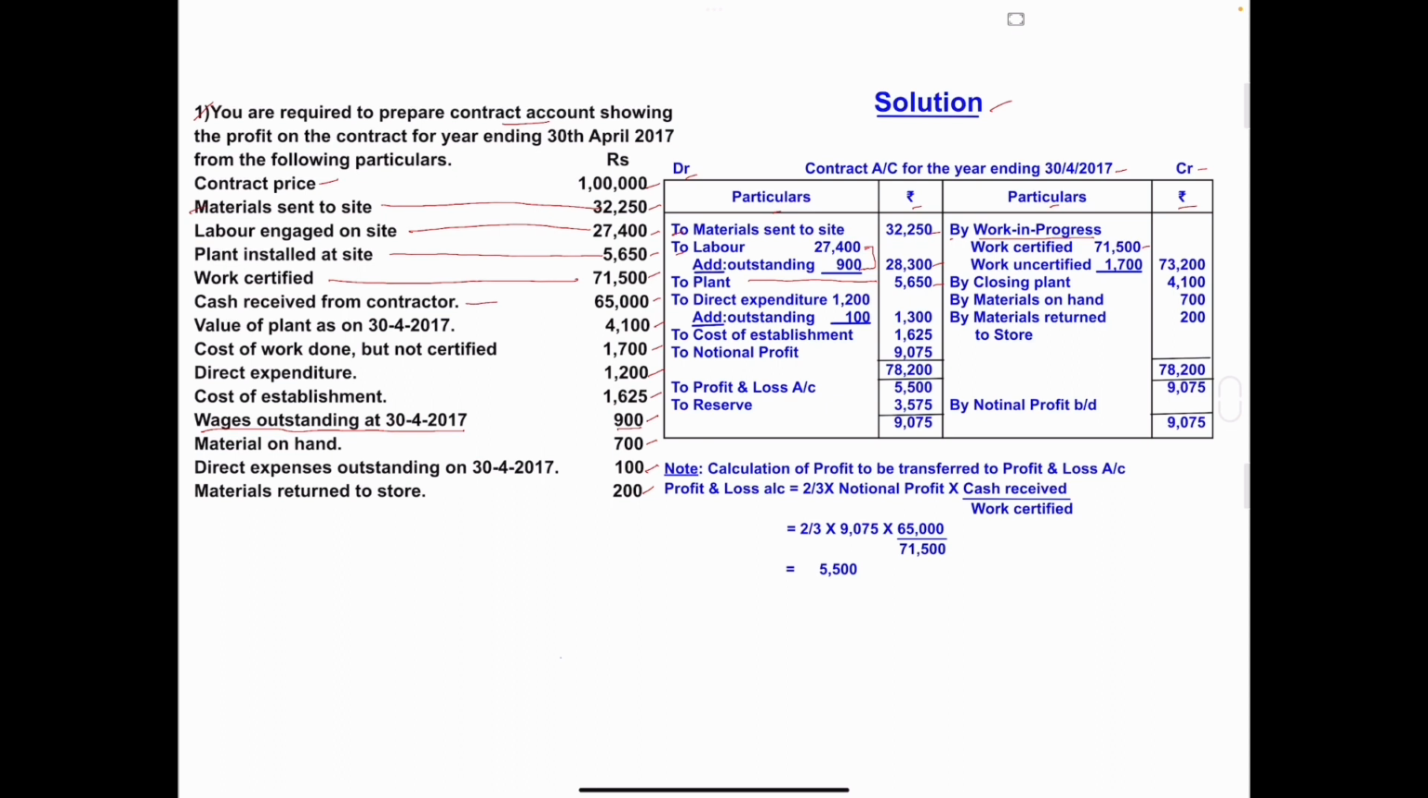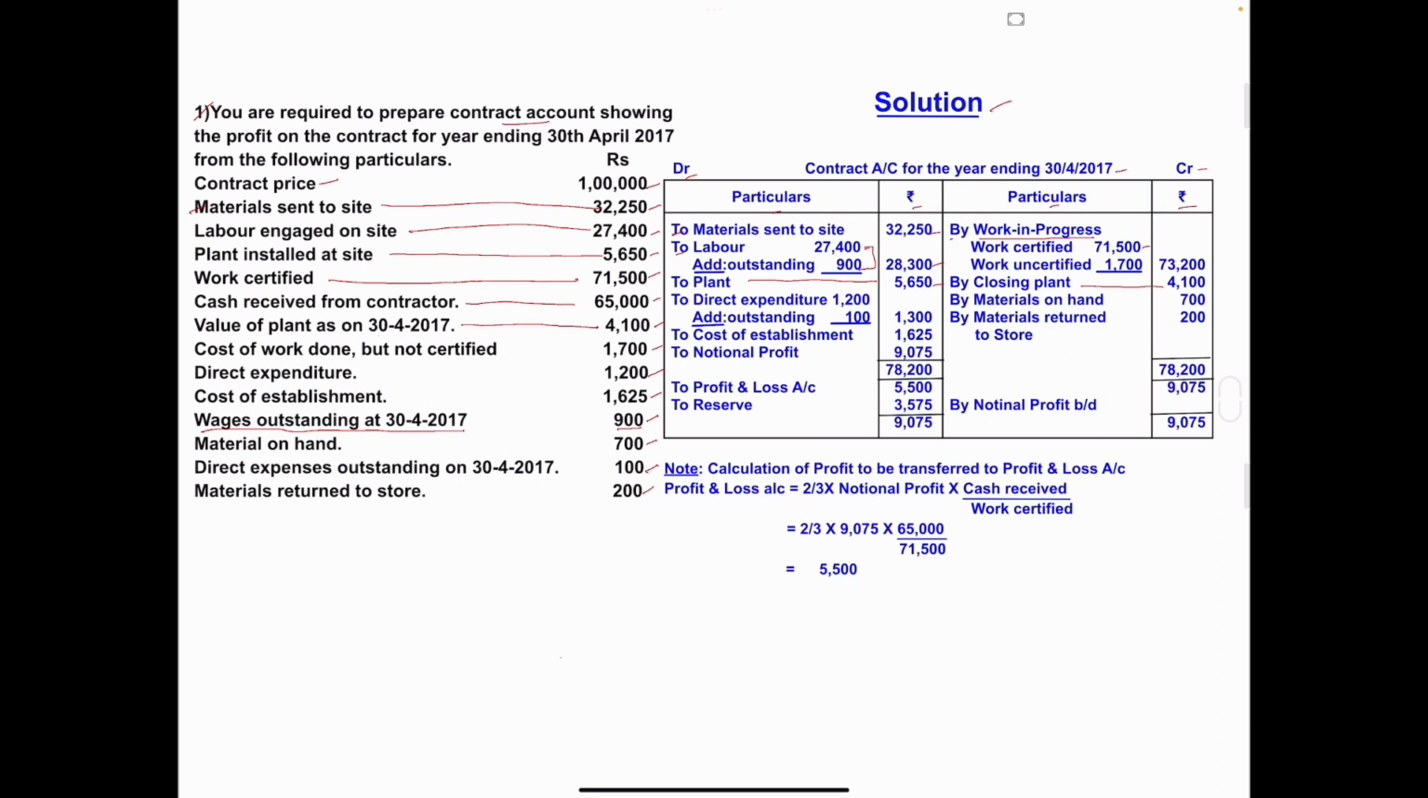Cash received from contractor. This one we will take to calculate the amount of profit and not in the contract account. Then value of plant as on 30th April 2017. This is the closing value of plant. This one we will take on the credit side. By closing plant, amount is 4,100.